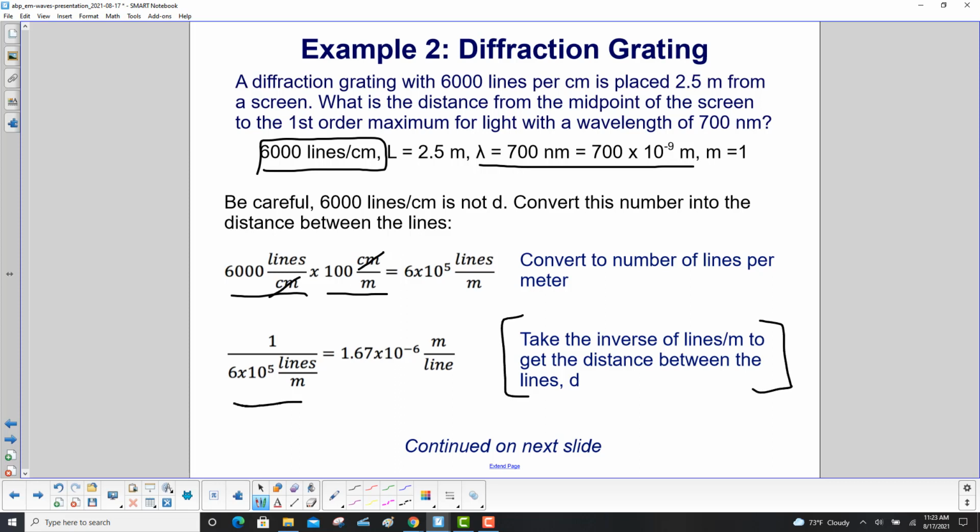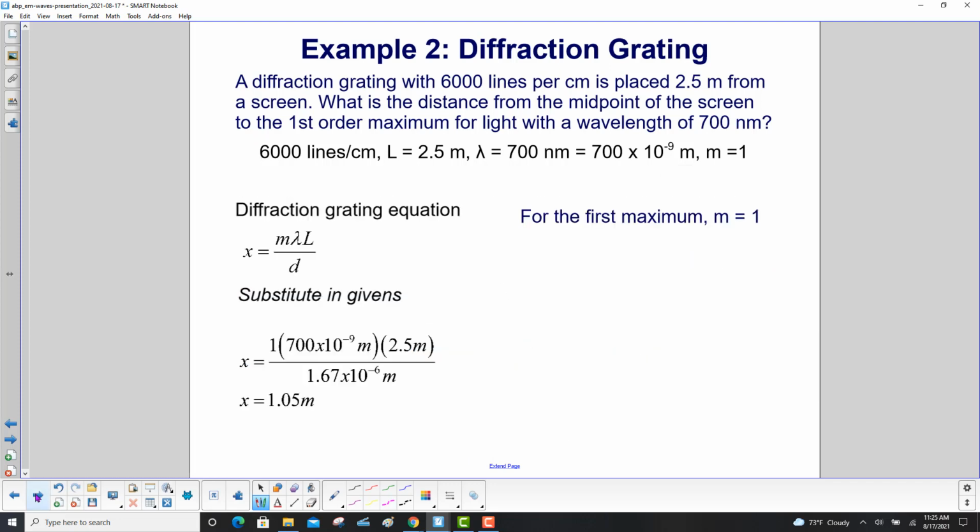So 1 over 6 times 10 to the 5th lines per meter is 1.67 times 10 to the minus 6 meters per line. And what's that equal to? D. So let's go to the next slide to finish the problem up.